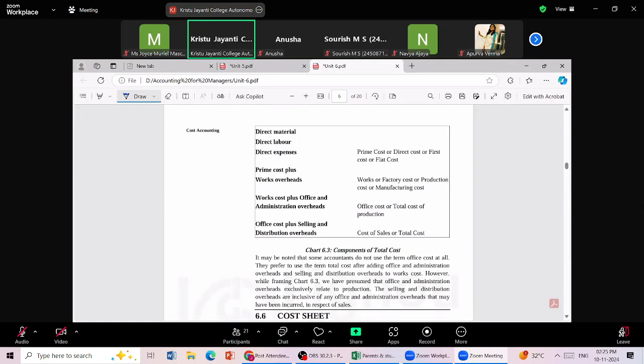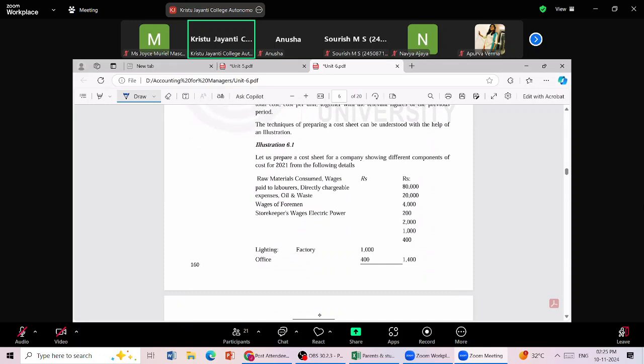Okay. Now let us see here. There is a cost sheet prepared. Let us prepare a cost sheet of a company showing different components of cost. Now one by one we will do. First, you need direct material. So how much is my direct material? It is around 80,000. And what is my direct wages? My direct wages is 20,000.